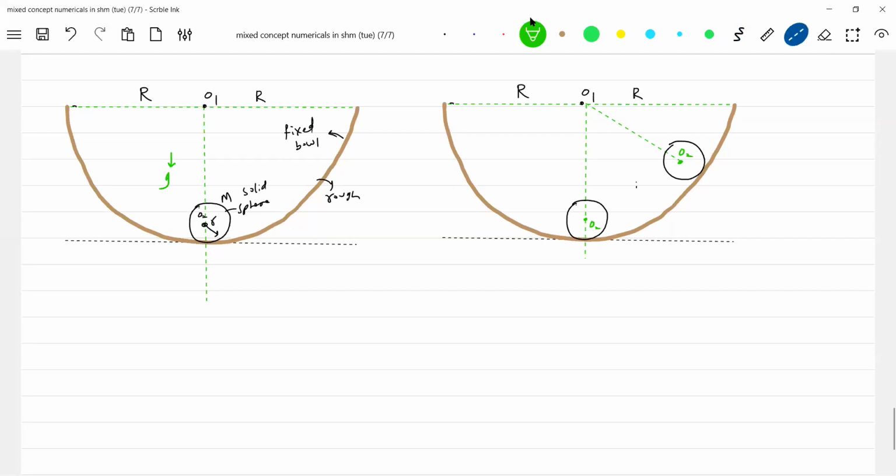Are you noticing? I gave some angular displacement. In fact, theta will be very small, but to make it understood I'm showing it very big here. I'll release it. By the time it comes to the mean position, it will have, right, O2, this is O1.